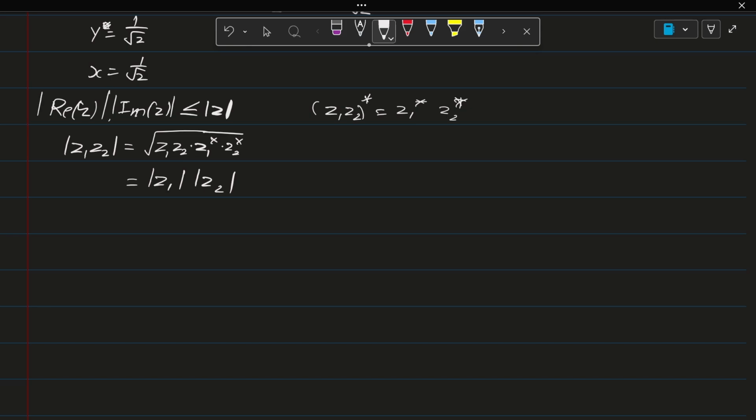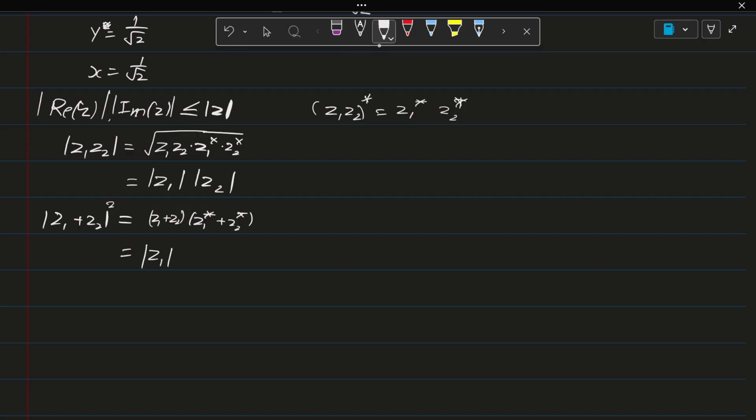So if you try to figure out what |z1 + z2| is, this would be equal to the square root of (z1 + z2) multiplied by (z1* + z2*). And this would equal z1 times z1*, that's the length of z1. Oh, sorry, this is squared. You know what, let's just square it. So if we square it, it will be just something like this.